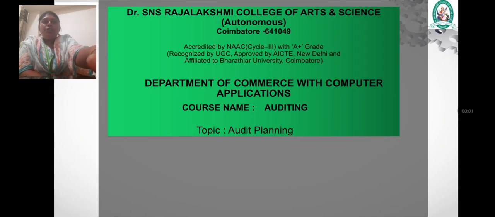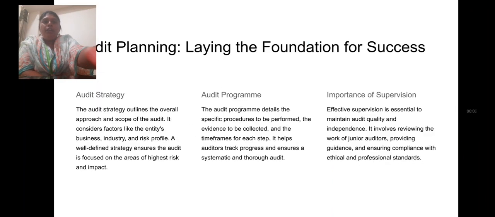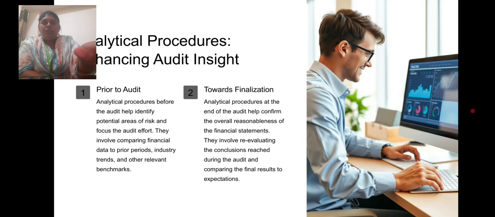Today we are going to see audit procedure in audit planning. What is audit procedure? Audit procedures are a set of methods and techniques that auditors use to gather evidence about a company's financial status. This helps them to determine if a company's financial statements are accurate and credible.